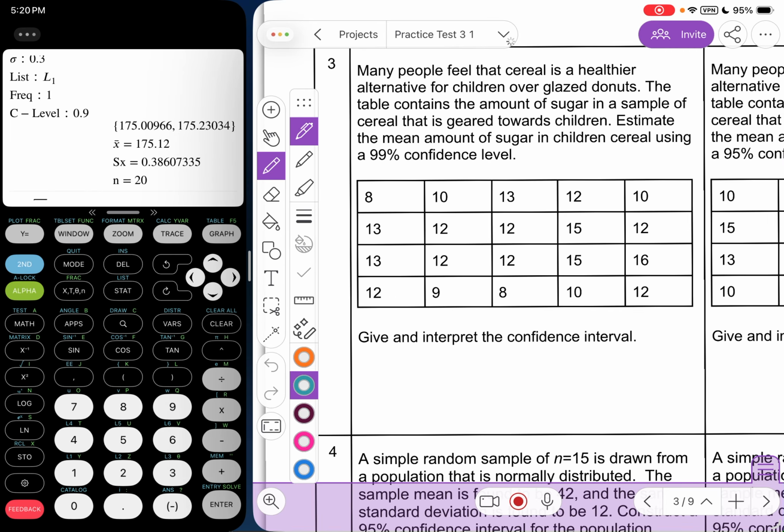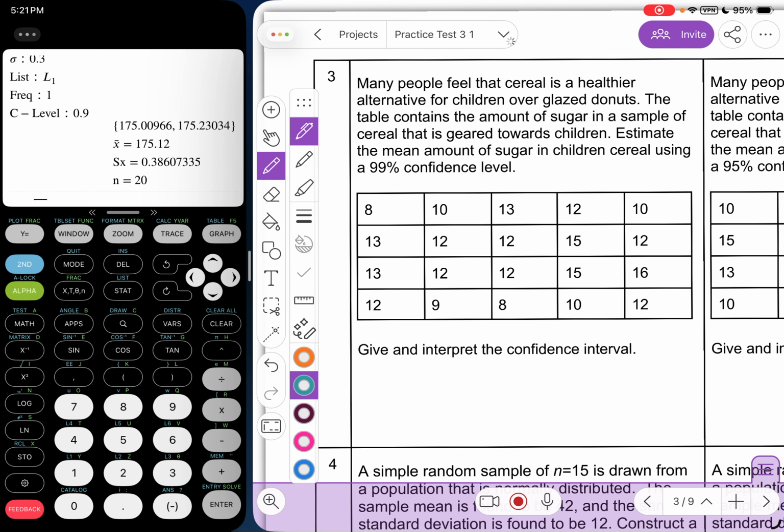All right, let's go to the next question. Many people feel that cereal is a healthier alternative for children over glazed donuts. This table contains the amount of sugar in a sample of cereal that is geared towards children. Estimate the mean amount of sugar in children's cereal using a 99% confidence level.